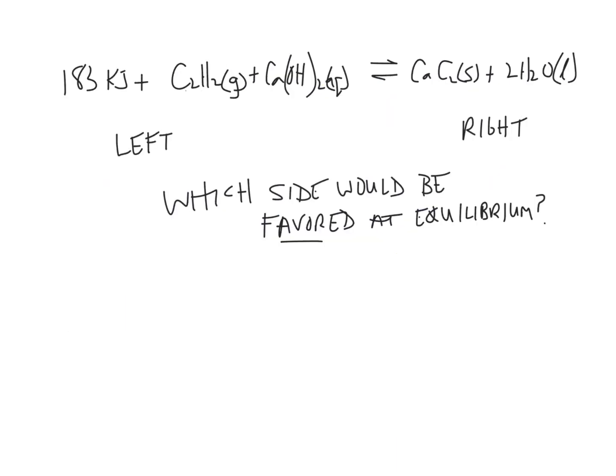Okay, so let's try and apply this practically. I've written the balanced chemical equation at the top here for a certain system, and I'd like you to pause the video and try to evaluate this system based on entropy and enthalpy, and let me know which side you think would be favored at equilibrium. Do you think it would favor the left and there'd be a lot more stuff on the reactant side, or do you think it would favor the right and there would be a lot more stuff on the product side when this system is at equilibrium?